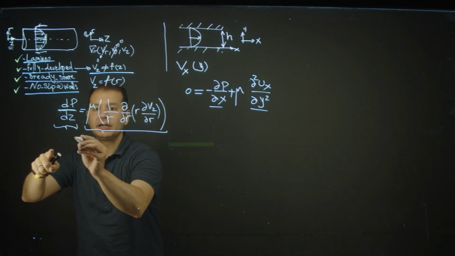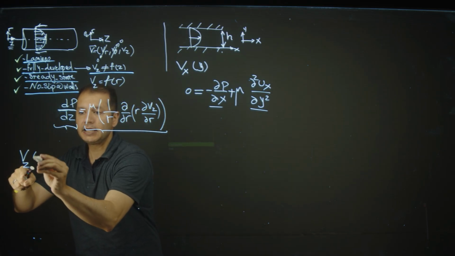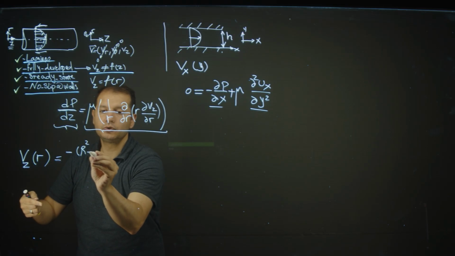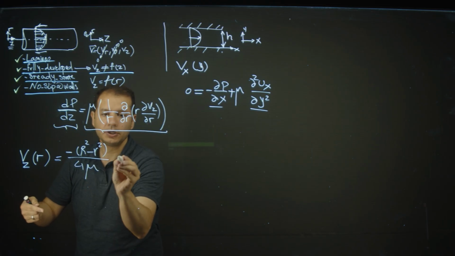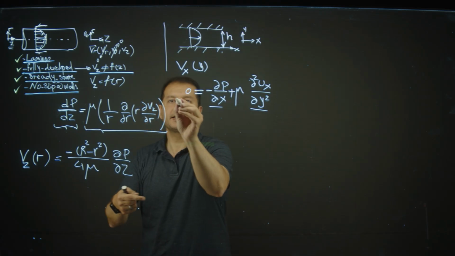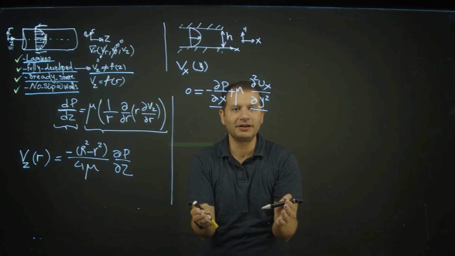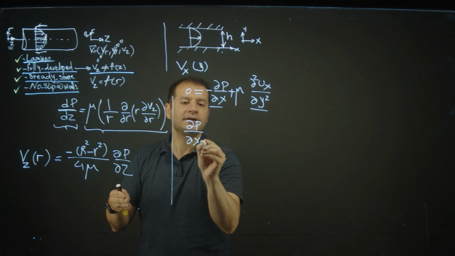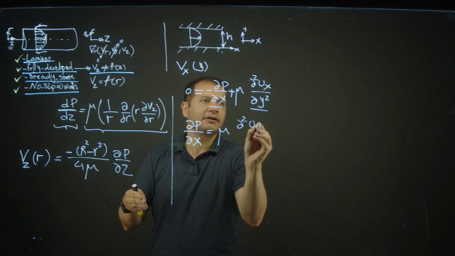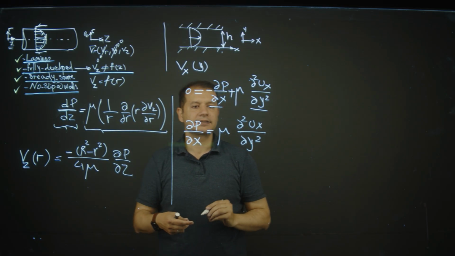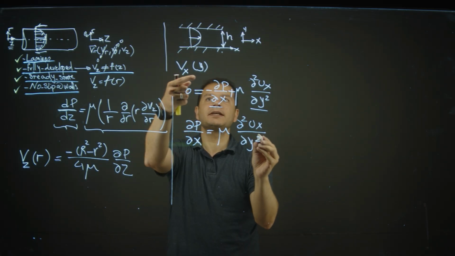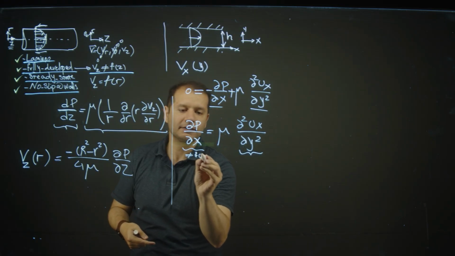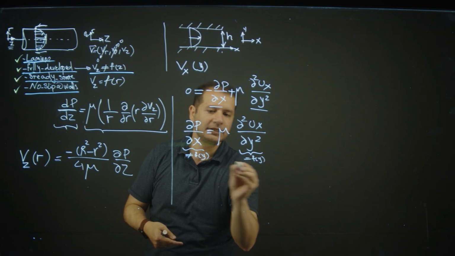Here we integrated to find velocity z as a function of r, the radius coordinate, and we found it was minus r square over 4 mu dp dz. Now I would like to find the formulation for my velocity here. What I do is put dp dx on the other side, so I get dp dx equals mu times the second derivative of u over the y axis. You see that ux is a function of y, so this is a function of y, but this is not a function of y.